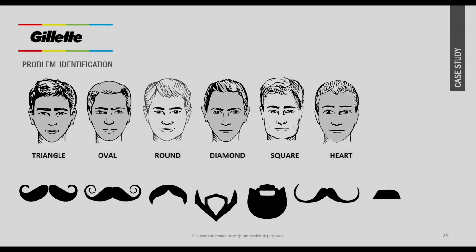Now, we will discuss another case study from Gillette. We will see how companies are doing innovation. In the Indian scenario, there are different kinds of mustaches, different kinds of beards and different kinds of face patterns. And in this scenario, it is very difficult to develop a grooming kit.